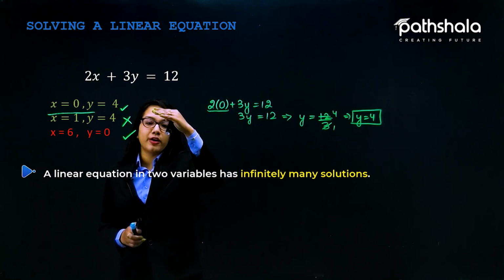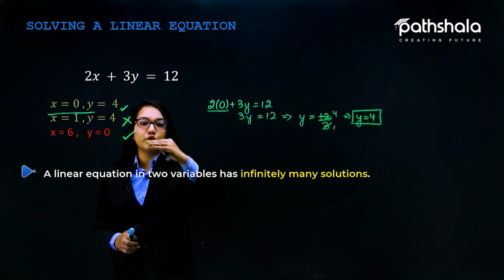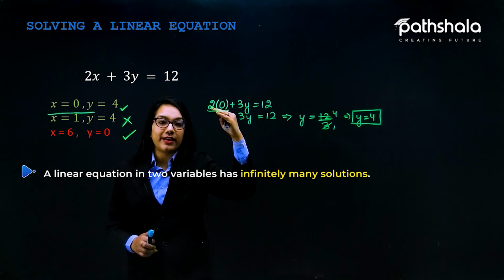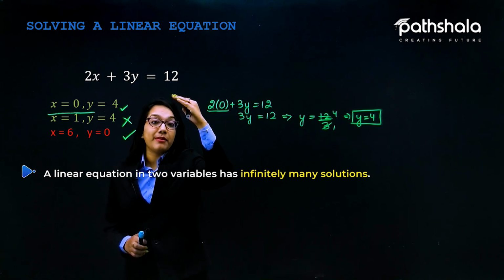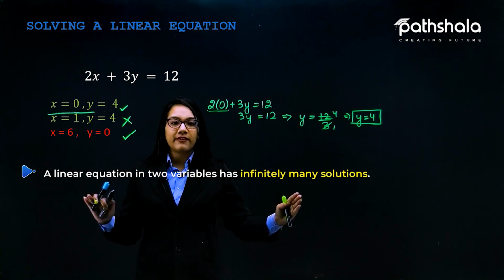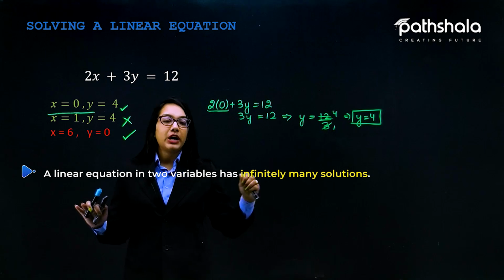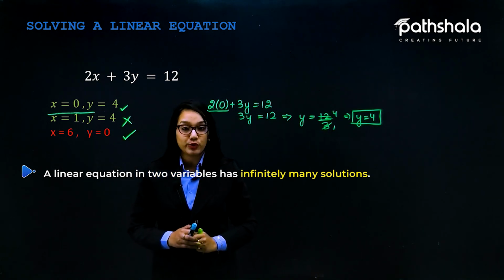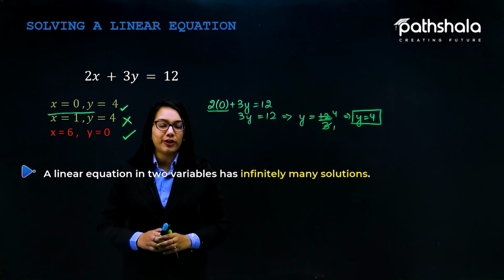Just like we did here, we have already found two solutions of this linear equation in two variables. Similarly, we can find infinitely many solutions for this linear equation in two variables. So this is a really very special note. Always remember, a linear equation in two variables has infinitely many solutions. So let's move on further and talk about other concepts related to it.